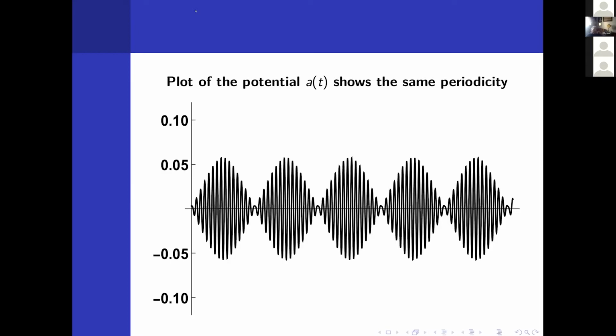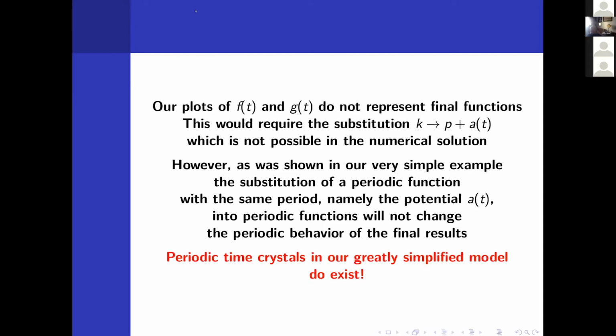Therefore, next slide, please. If you now substitute, if one could substitute, I cannot do it because if I have a numerical solution, I don't know where to substitute the new variables into this solution. But if that was possible to do, then I would have final functions that contain a periodic solution imposed on the same period solution. So the periodic structure will not change. So periodic time crystals in our greatly simplified model do exist.